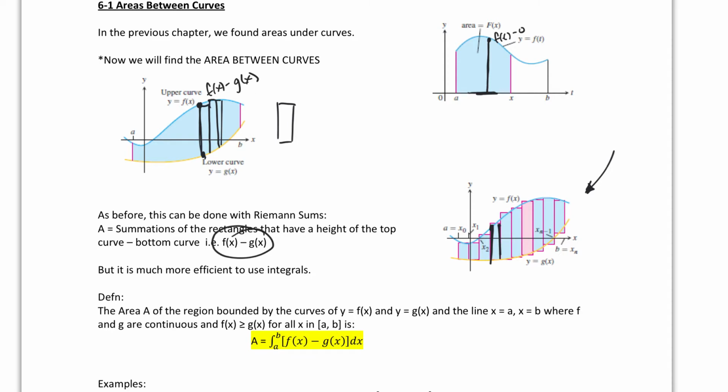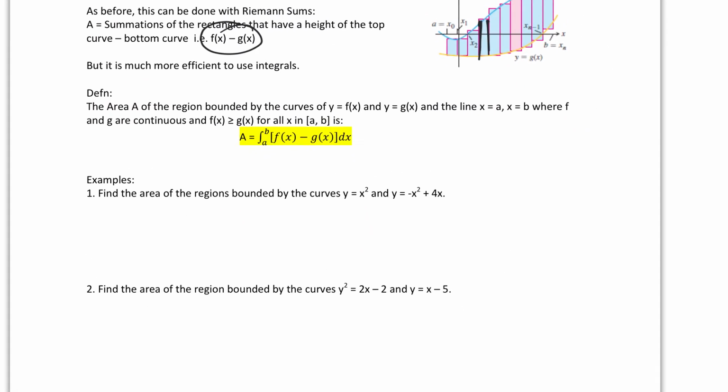So let's look at our first example. We need to find the area of the region bounded by the curves y equals x squared and y equals negative x squared plus 4x. Let me quickly graph what each of these looks like. y equals x squared is going to be this curve, and we'll do that in a red color, that goes like this. And y equals negative x squared plus 4x will be this curve that looks like that.